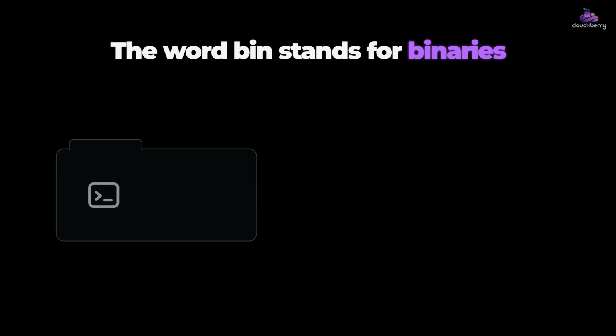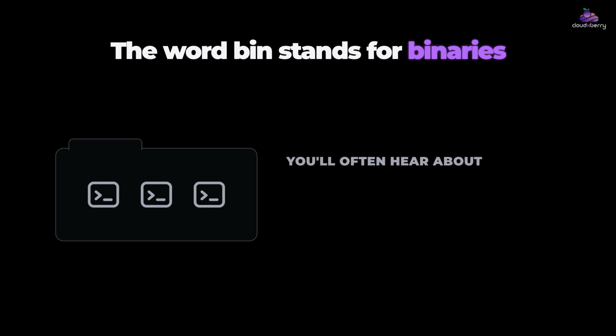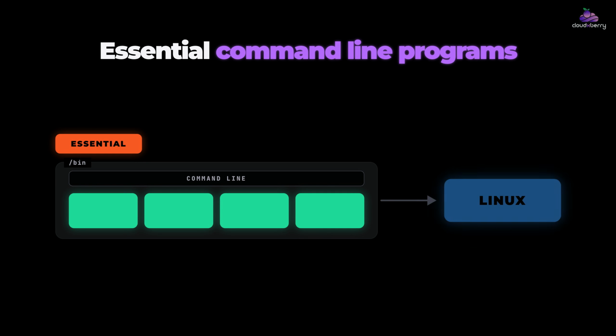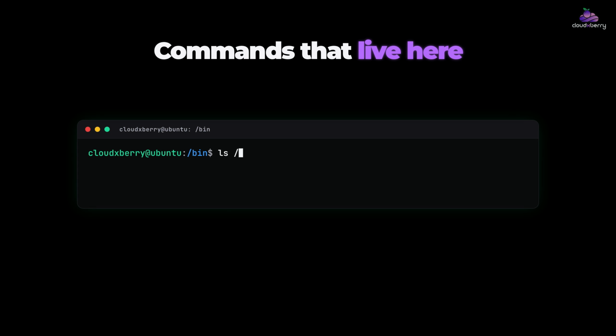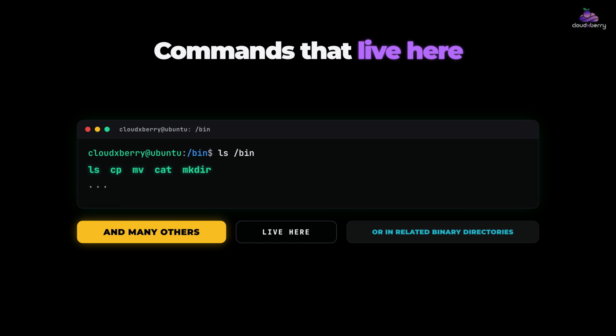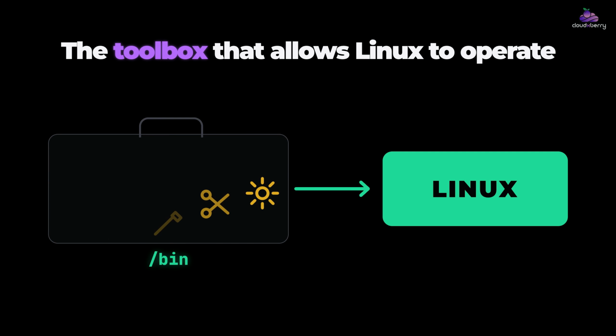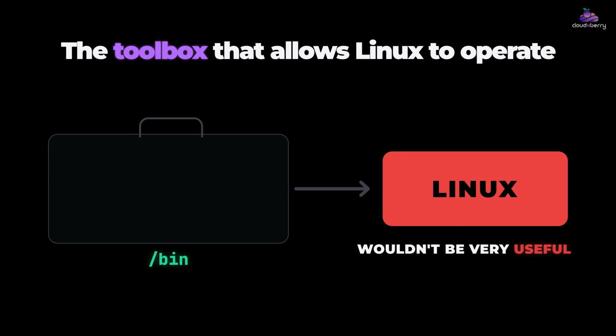Now let's look at where Linux keeps its programs. You'll often hear about /bin. The word bin stands for binaries. This folder contains essential command line programs that Linux needs to function. Commands like ls, cp, mv, cat, mkdir, and many others live here or in related binary directories. Think of /bin as the toolbox that allows Linux to operate. Without these commands, the system wouldn't be very useful.